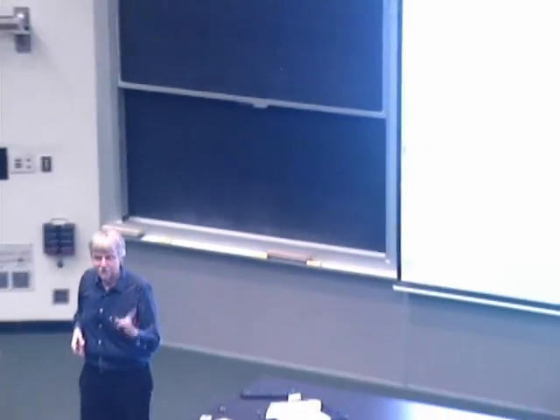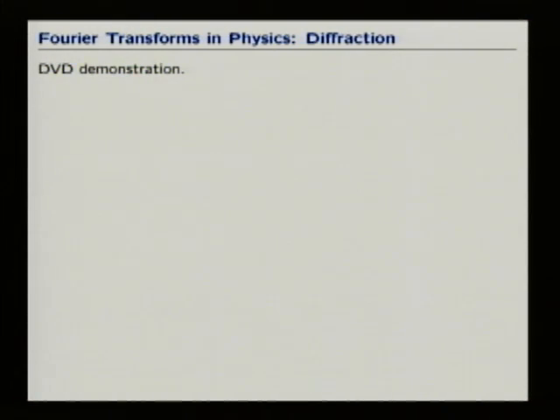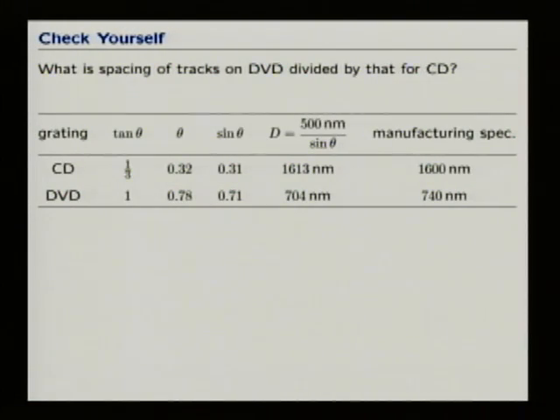So what's the spacing on the DVD? Smaller or bigger? So it's smaller because the angle got bigger, right? So it's the same sort of deal. If you think about the 1 foot, you get 1 foot spacing with about 1 foot. So then the tangent's about 1. It's not quite a small angle anymore. So theta is 0.78.